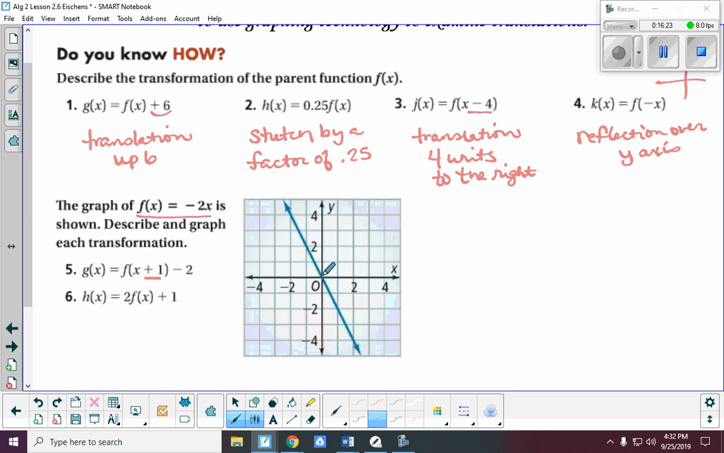So for example, this point would go 1 to the left and 2 down. This point would go 1 to the left and 2 down. So the new one would be over here. This next one is a stretch. So you would take every value times 2. So this is a stretch by a factor of 2, and then you would go up 1.